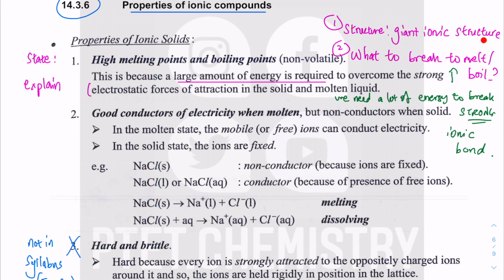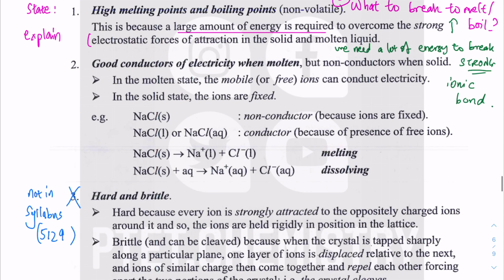They say in terms of structure and bonding. State the structure, and then you need a large amount of energy or a lot of energy to break strong ionic bonds. Bond does not have giant. Structure has giant. Giant ionic structure, break strong ionic bonds when you melt or when you boil, therefore high melting point and boiling point. Okay, on to point number 2, we talk about good conductor of electricity when molten.